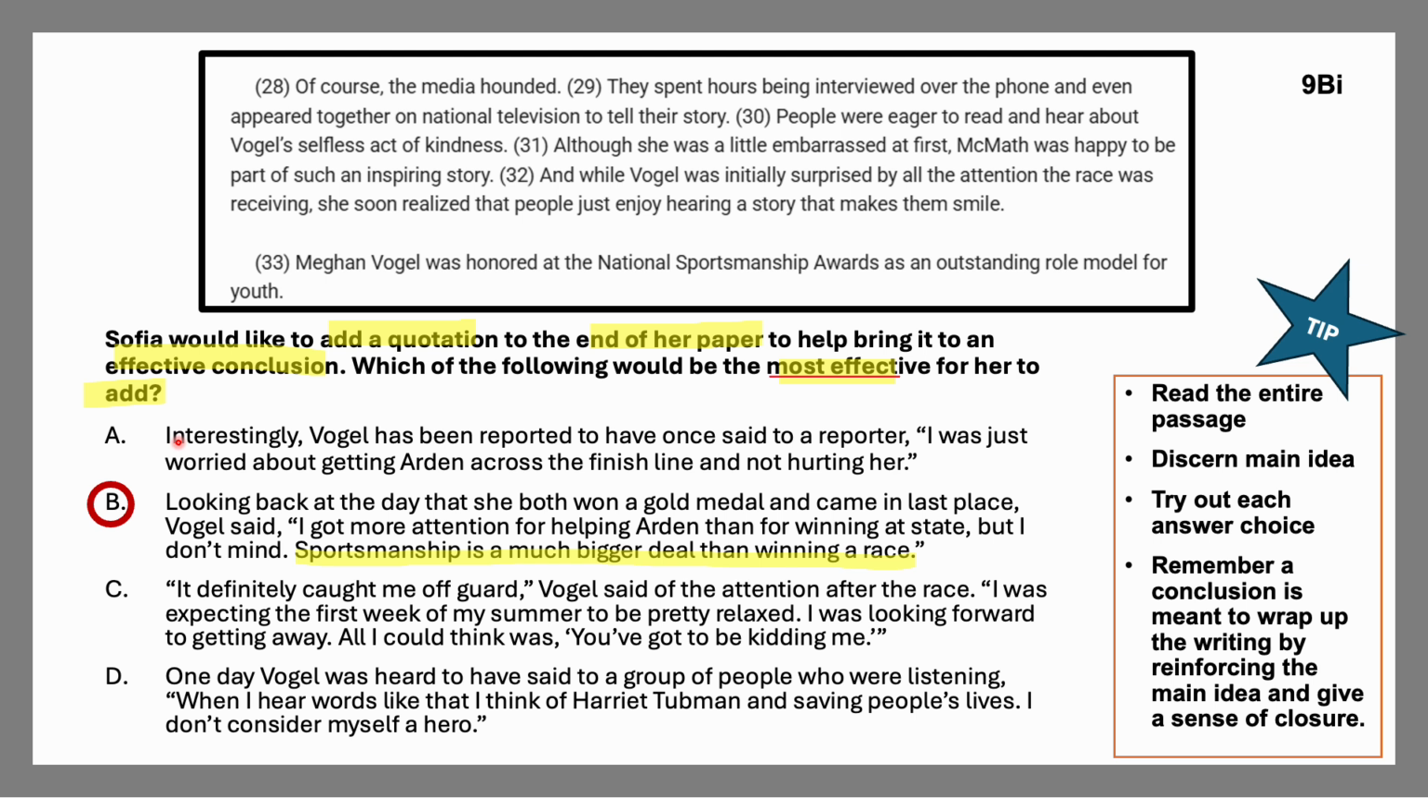So A, for instance, interesting, Vogel has been reported to have once said to the reporter, I was just worried about getting Arden across the finish line and not hurting her. There's nothing extra added here. I'm not getting a sense of closure. It just sounds like information that took place during this event, right?